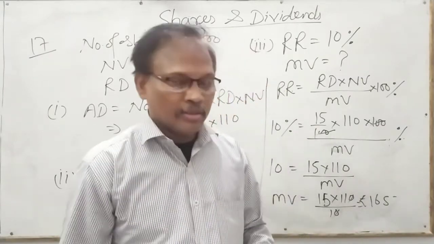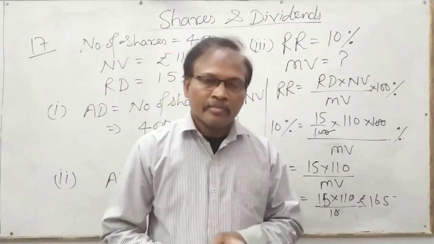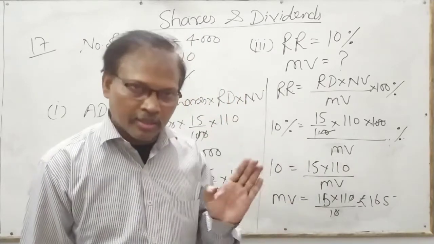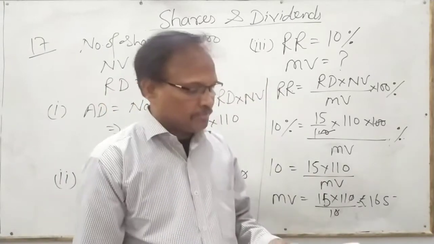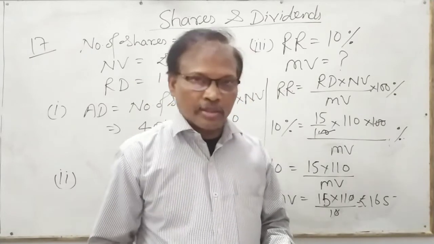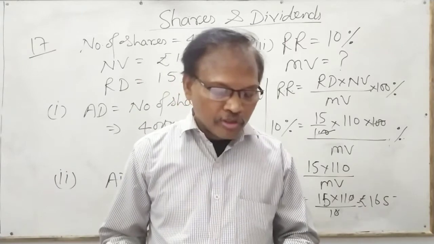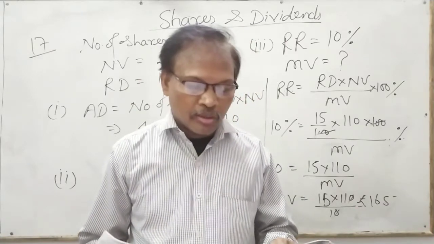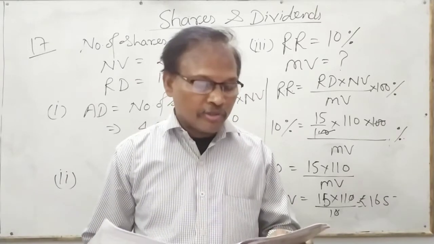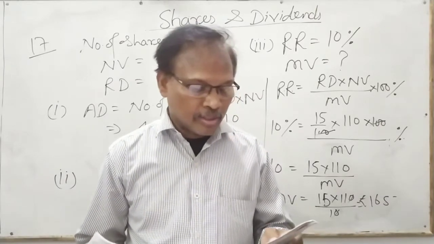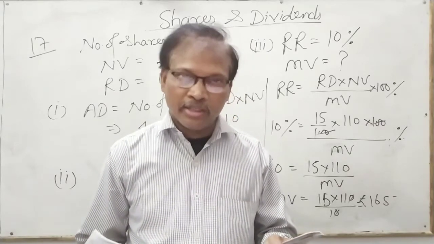Question number 17. In the first and second part of the video, this is the third part of the video, I had explained everything about the share and dividends and with some questions. There is a question number 17, and in this question it is written, you listen carefully. A company with 4,000 shares of nominal value of rupees 110 declares annual dividend of 15%. Calculate. First part, the total amount of dividend paid by the company.